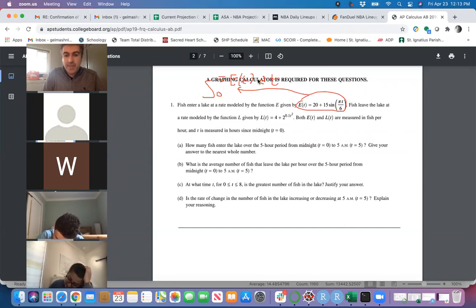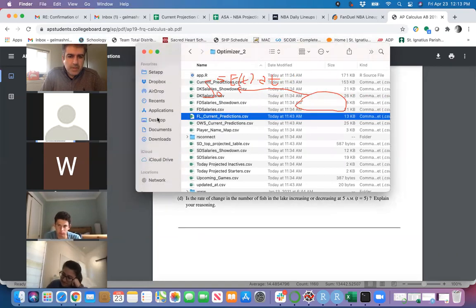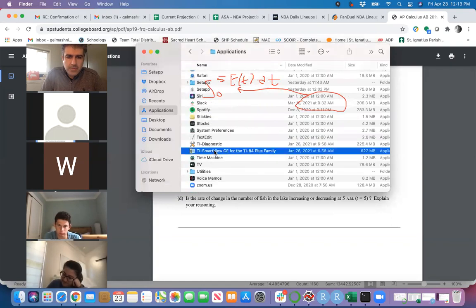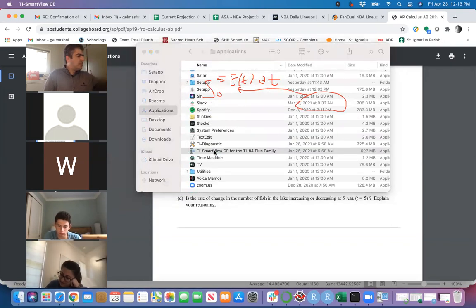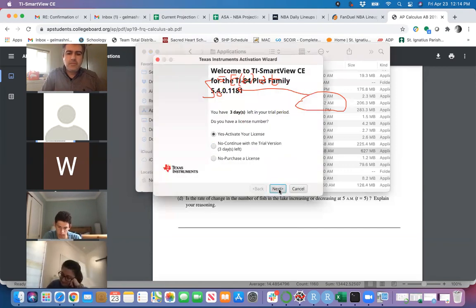Then you actually have to do this in the calculator because it's a little too hard to do by hand. You could try to do it by hand if you want, but I wouldn't recommend it. At least write the expression for the integral, but then to evaluate, you still need a calculator. So I'm going to go to my calculator. Applications, Smart View. Nope, back.